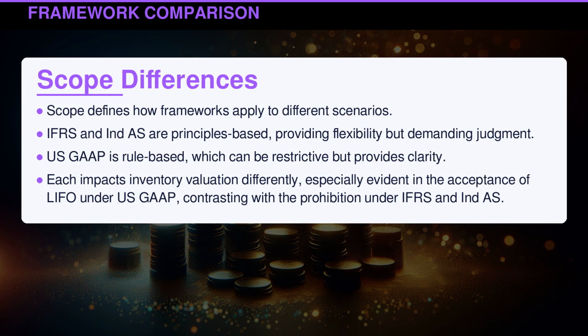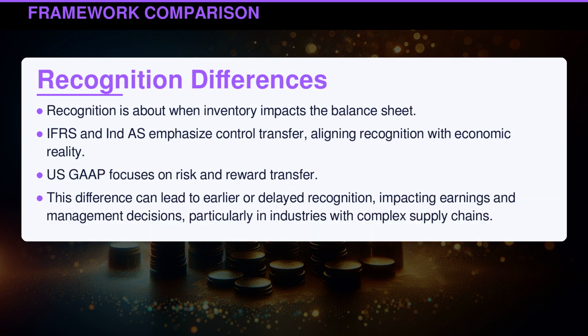Generally Accepted Accounting Principles, contrasting with the prohibition under International Financial Reporting Standards and Indian Accounting Standard. Recognition is about when inventory impacts the balance sheet. International Financial Reporting Standards and Indian Accounting Standard emphasize control transfer, aligning recognition with economic reality. U.S. Generally Accepted Accounting Principles focuses on risk and reward transfer.